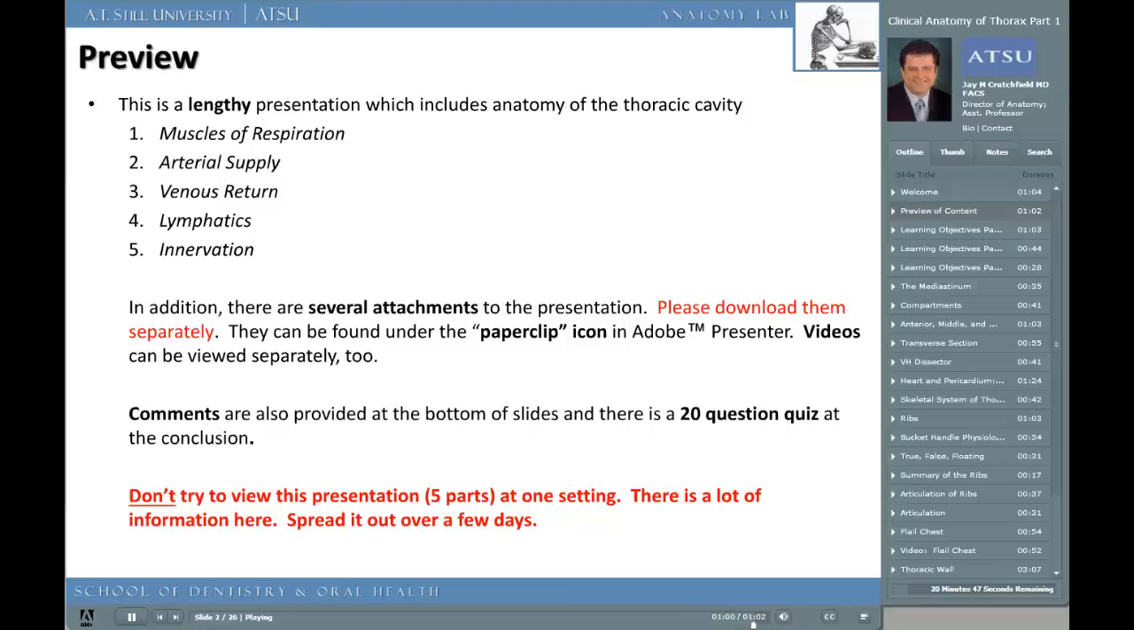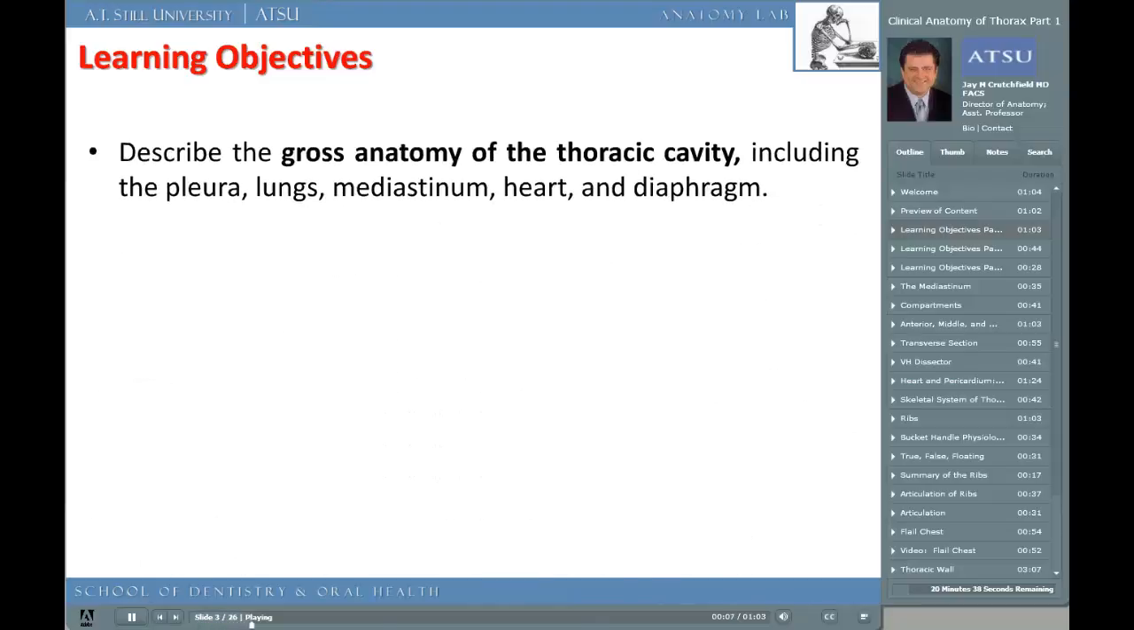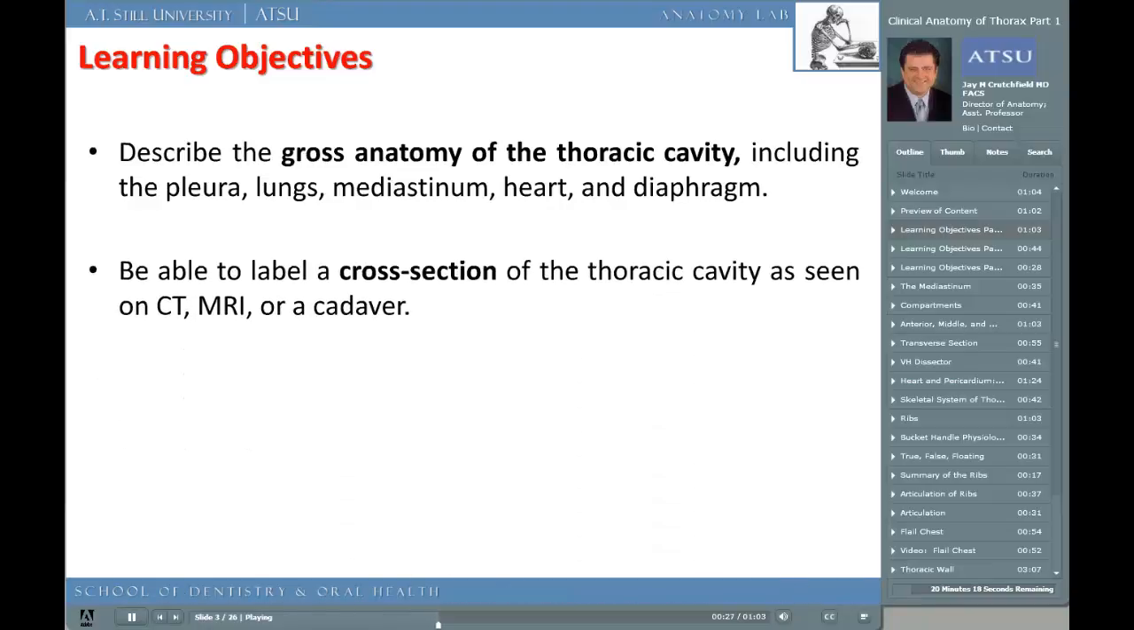I expect you at the conclusion of this presentation to be able to describe the gross anatomy of the thoracic cavity, which you will soon learn includes not only the pleura, the lungs, the mediastinum, the heart, and the diaphragm, but it also includes the thymus and the esophagus, as well as the vertebral column in the posterior mediastinum. You will also be held responsible to label a cross-section of the thoracic cavity as seen on CT scan, MRI scanning, or on a cadaver. It's best that you learn this cross-sectional anatomy by reviewing several of the images from VH Dissector.